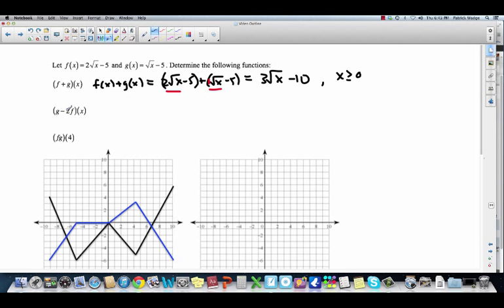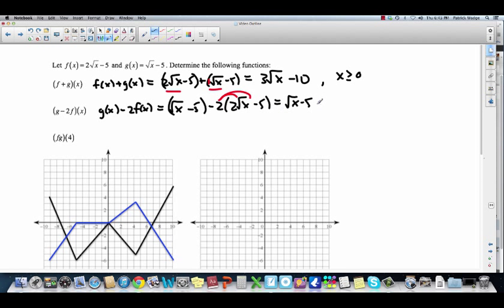Okay, next one, we're going to do g take away 2f of x. Well, that's the same as g of x take away 2 times f of x. What's g of x? Root x minus 5. Take away 2 times f of x, which is 2 root x minus 5. So the first bracket there, no change, root x minus 5, but we have to do some mountains here.